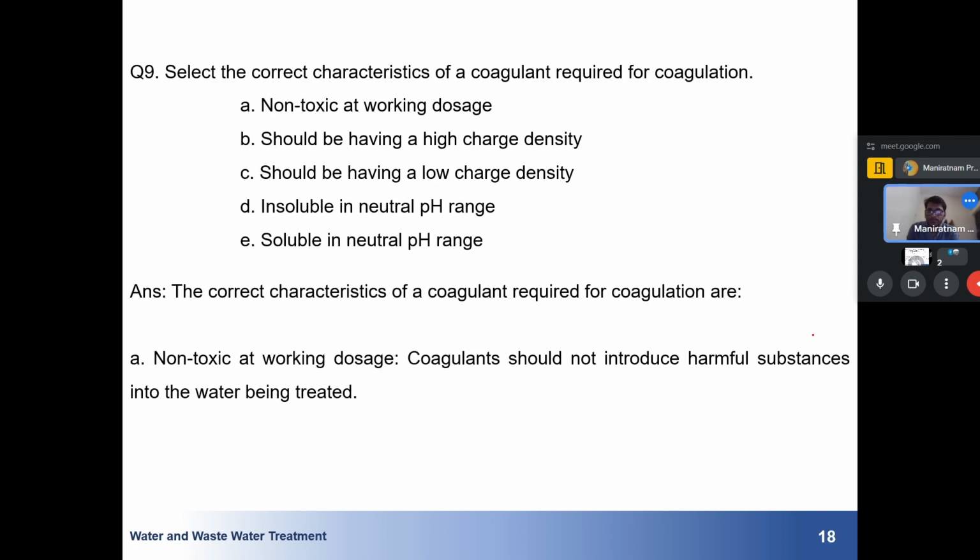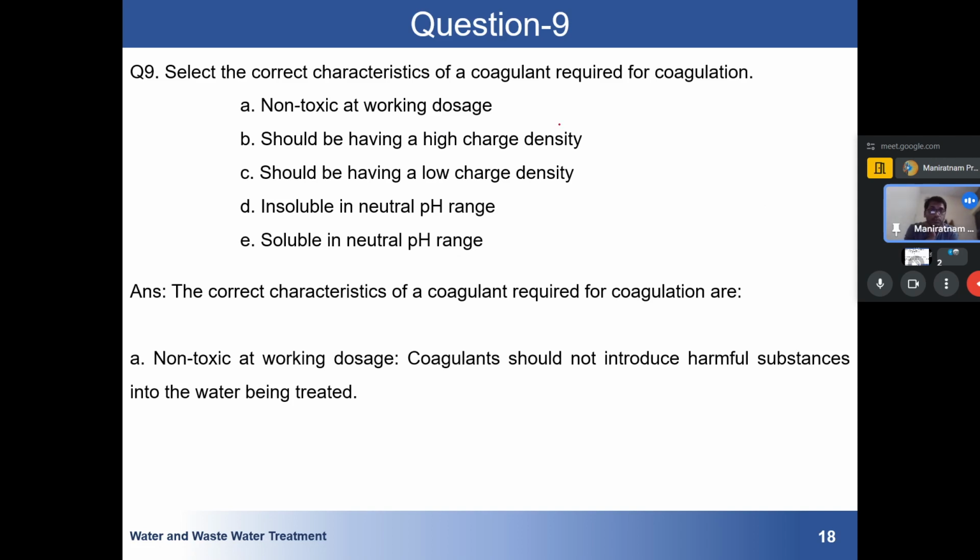Coming to the ninth question, select the correct characteristics. This is a multiple correct question. Correct characteristics of a coagulant required for coagulation. So remember, why do we need a coagulant? In your water, suppose there are many particles which are suspended, so we will be adding some kind of chemicals. The most common chemicals which are being used are, let me take out my notes.